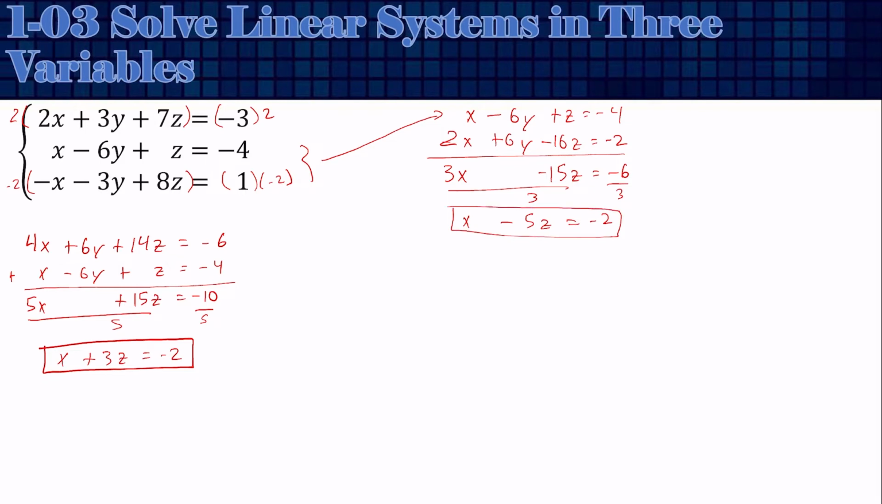Now I'm going to take these and combine them. It looks like I could eliminate x by multiplying one of these by a negative 1. So maybe I'll multiply that one by a negative 1.